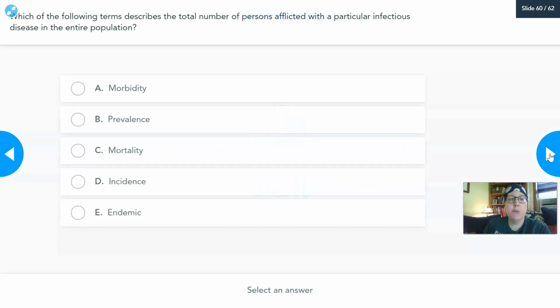Which of the following terms describes the total number of persons afflicted with a particular infectious disease? Answer that question.